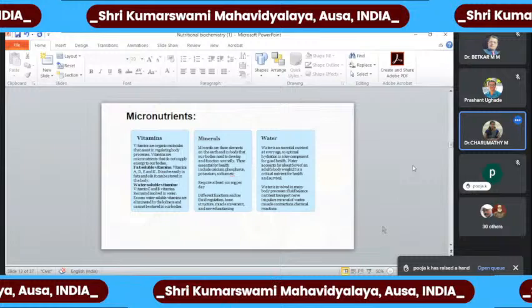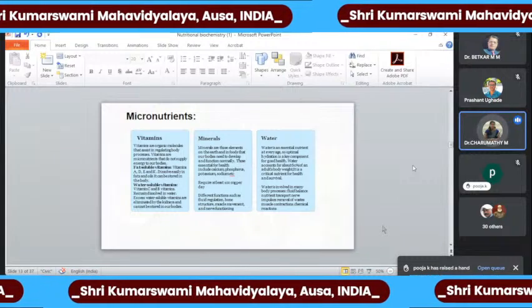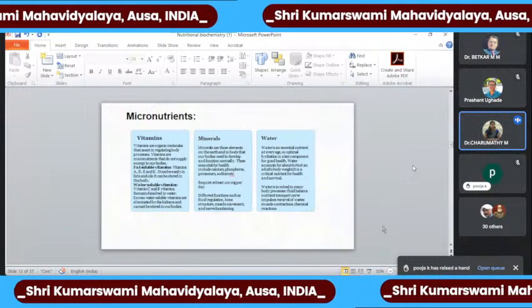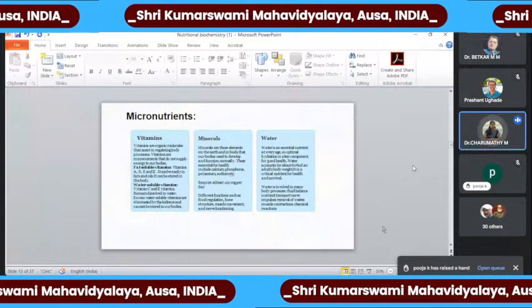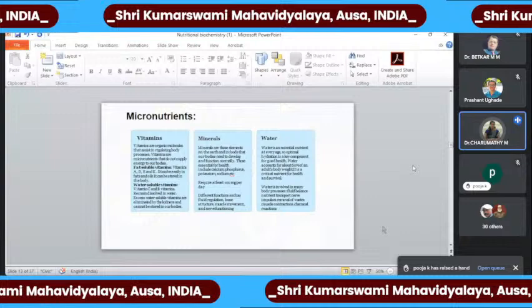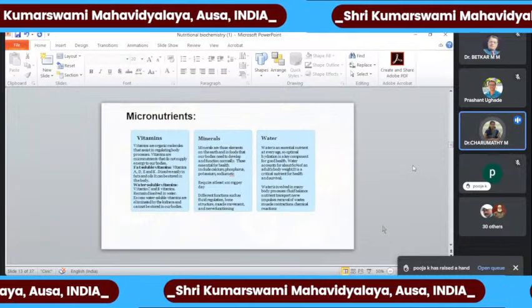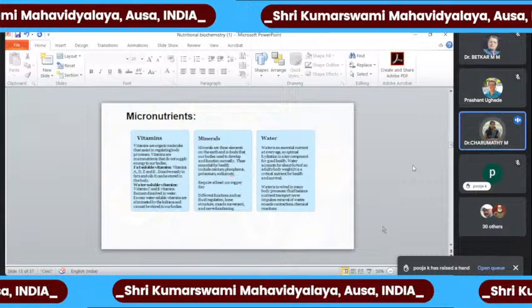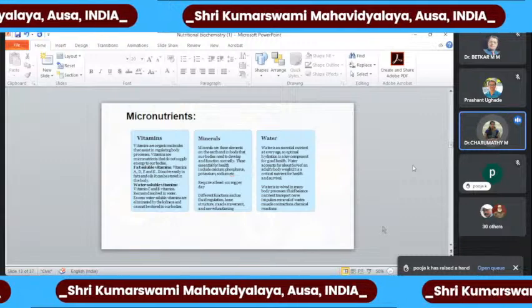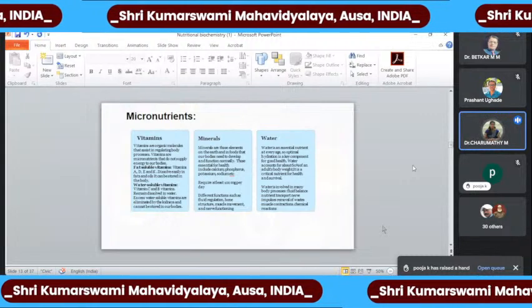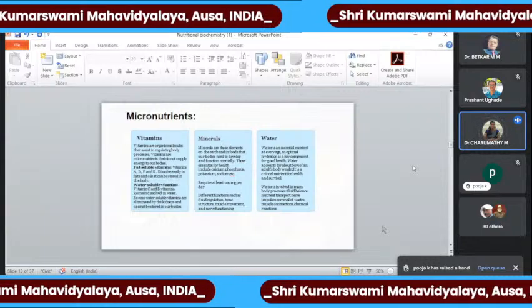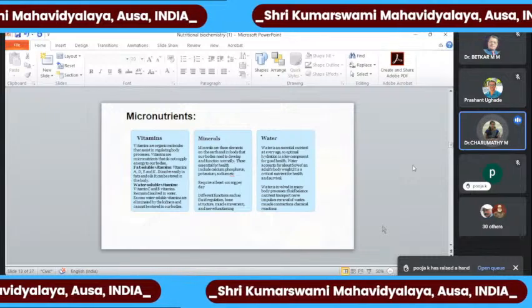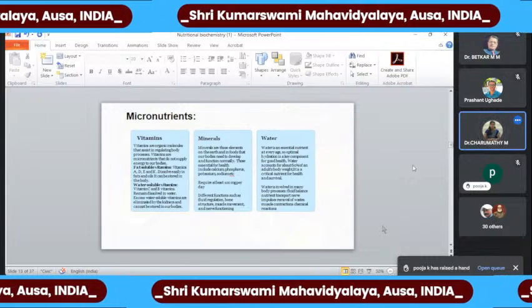Next one is minerals. Minerals are elements on earth that our body needs to develop and function normally. The minerals are calcium, phosphorus, potassium, sodium, etc. They are required at least 100 milligrams per day. The functions of minerals are fluid regulation, bone structure, muscle movement, and nerve functioning.